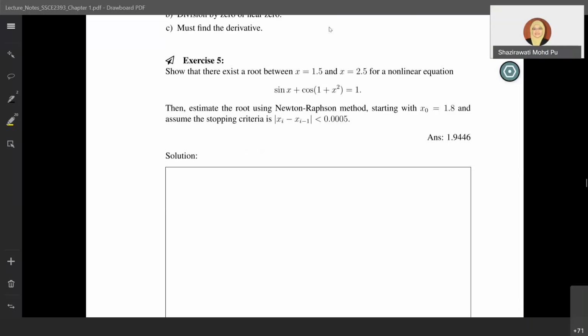Okay, exercise 5. Two tasks here. Show that there exists a root between 1.5 and 2.5. That's the first one. And after that, use the Newton-Raphson to find the roots, starting with x naught equals 1.8. Buat dulu. In the meantime, if you have questions, you can ask in the chat room or you can simply talk.